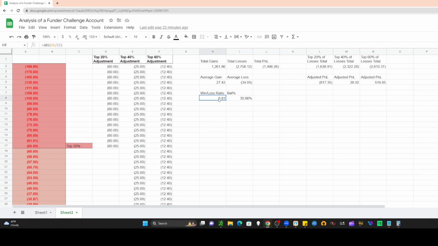Here are the numbers. The win-loss ratio is 0.81, right? So that's under 1.2 to 1, so that's not good. Batting average is at 35.66%. That's also not good. But let me show you what will happen. Here's our average gain, average loss. This is based on the total number of winning trades versus the total number of losing trades. These are the averages based on that, which gives us our batting average, because I take all the trades combined and calculate how many of them are winning trades, including the break-even trades. So that's 35.66%.